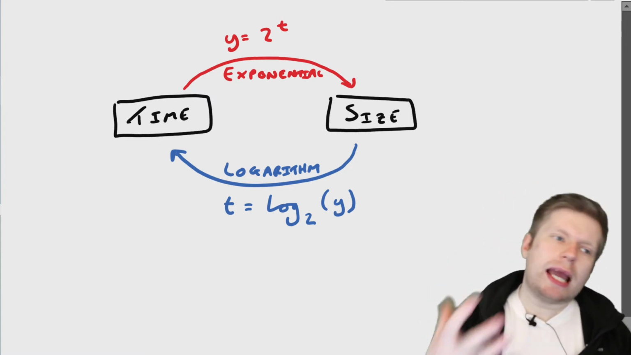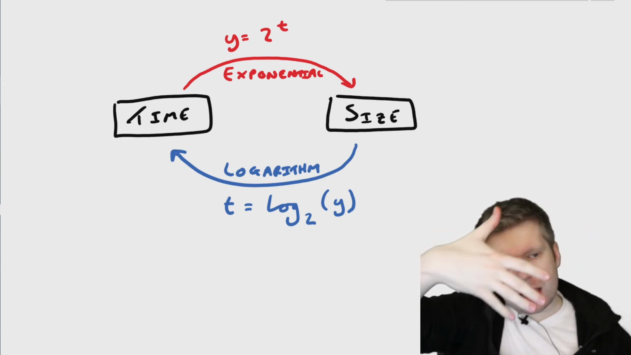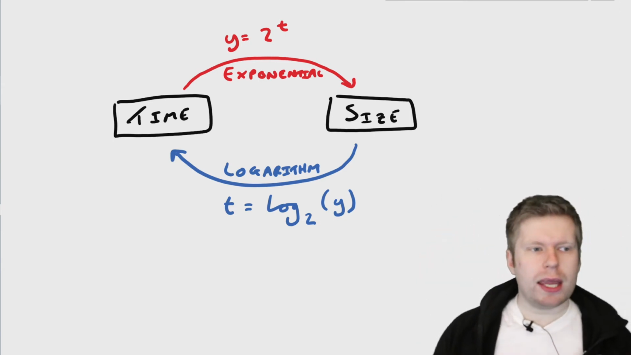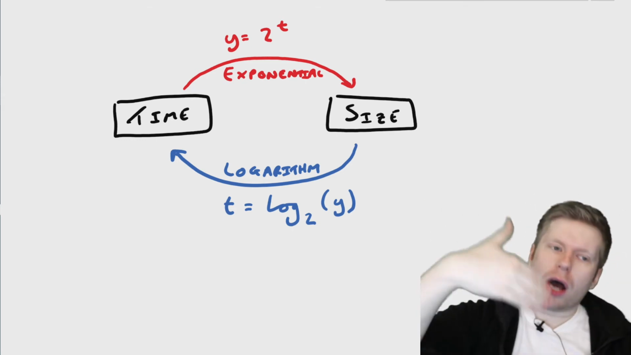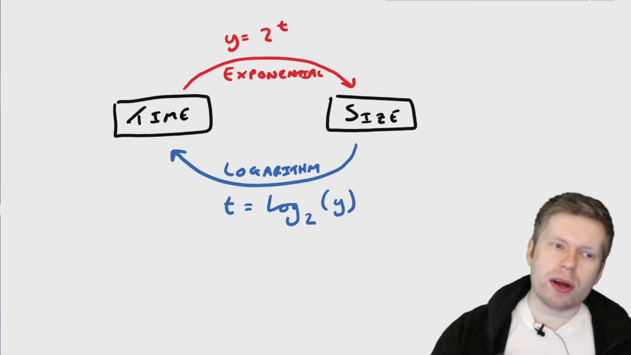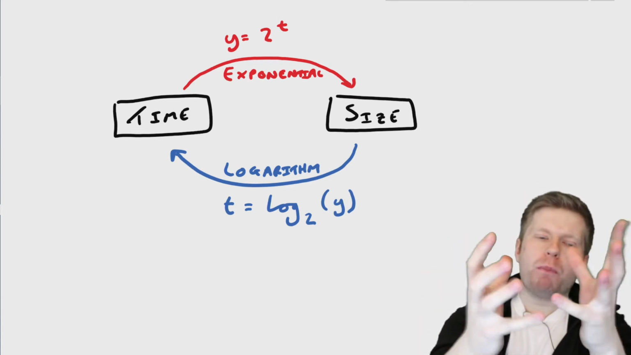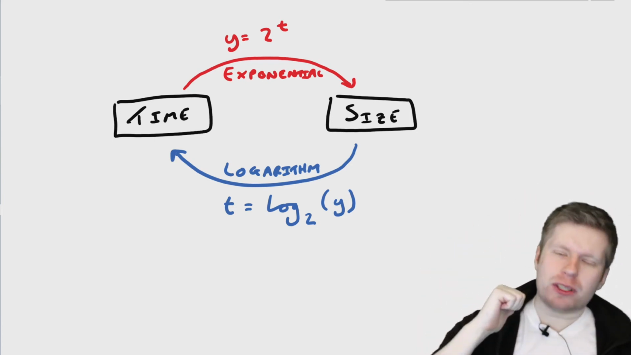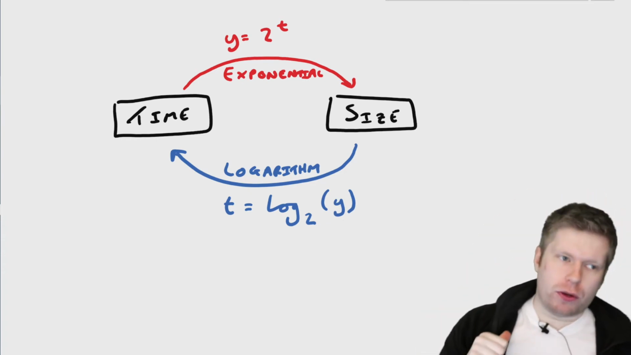Okay, so literally exponentials and logarithms are kind of doing the same thing. It's just you're looking at things from two different perspectives. Exponentials literally say, you tell me how long you've been growing for and I'll tell you how big it is. You give me time, I'll give you size. A logarithm asks the exact opposite question. It says, you tell me how big your population is and I'll be able to tell you how long it's been growing for. In other words, you give me size, I give you time.